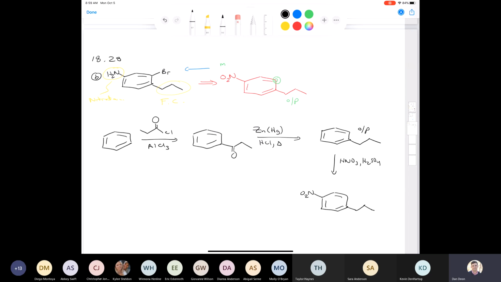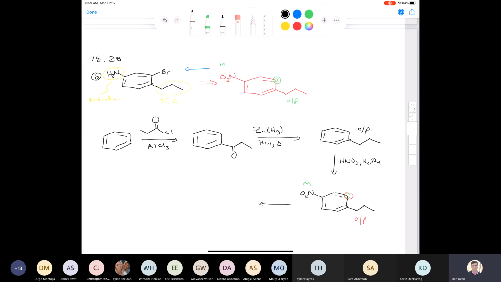Okay, what's next? The next thing is that we're going to install the bromine. And the reason, again, that we're going to do that is because we're perfectly set up to do it. We couldn't be any better. We've got a meta-director here that's going to direct to this position. And we've got an ortho-para director here, and the para position is blocked. So that's going to direct exclusively to this position.